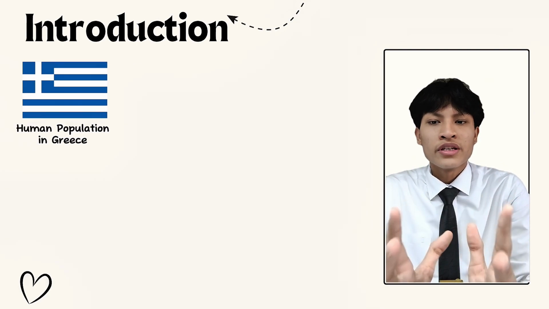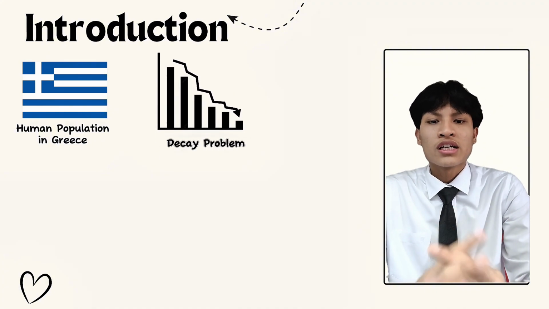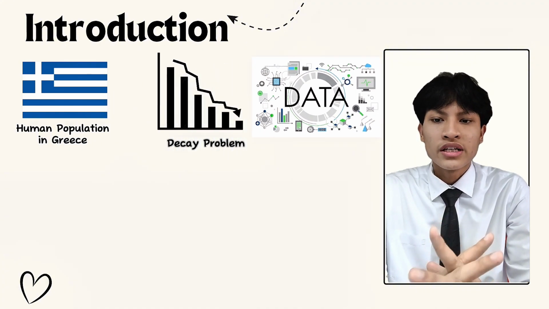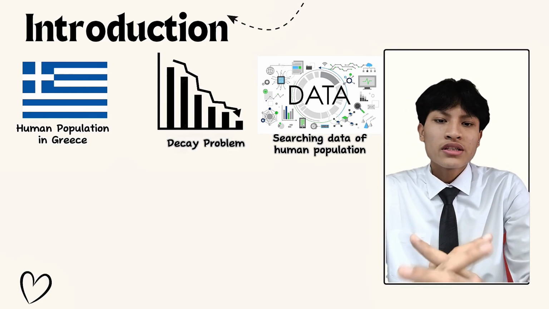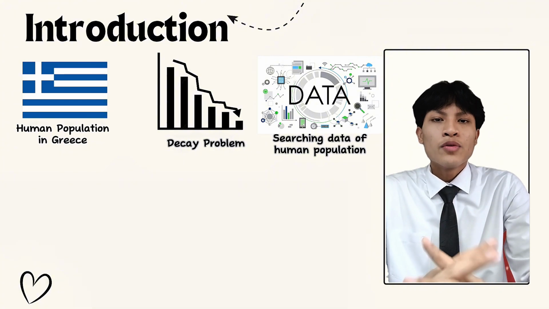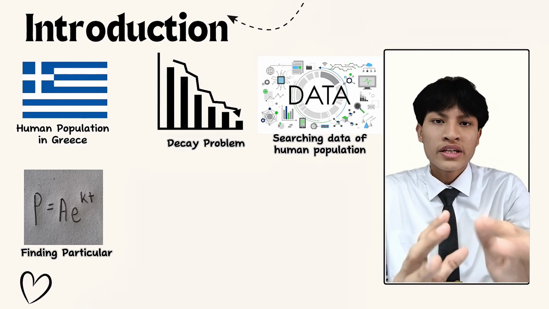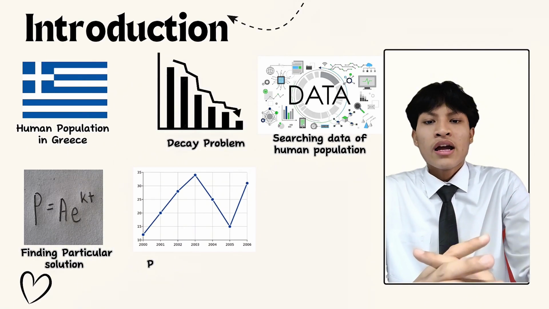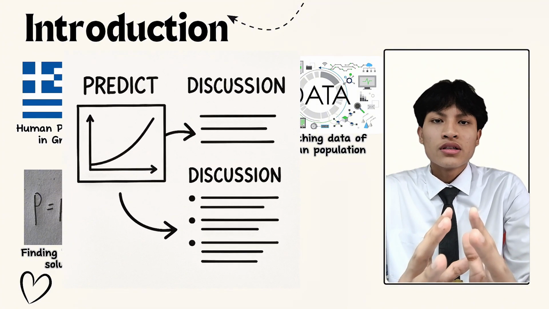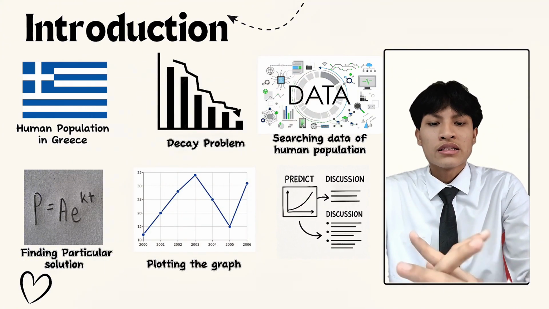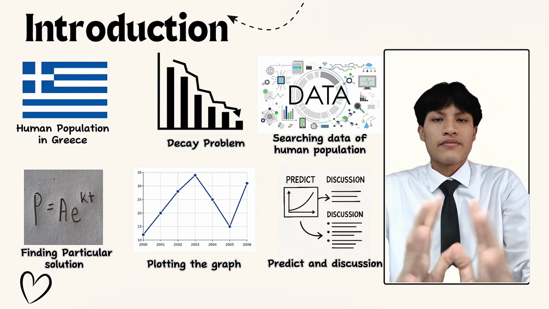For task 1, we have been given the DK problem as our task. Firstly, we start our task by searching data about the human population in Greece for 20 years by using the second link given by our lecturer. Next, we proceed on finding the particular solution of the differential equation for DK, plotting the graph and predicting future and past values from the particular solution that we obtain. Lastly, our group makes some analysis and discussion based on the questions given.